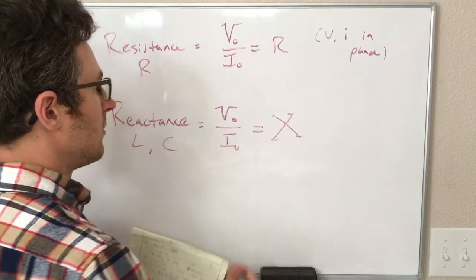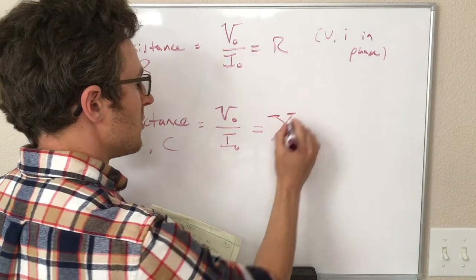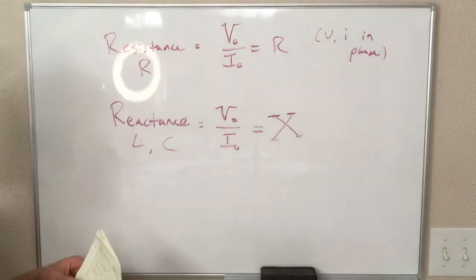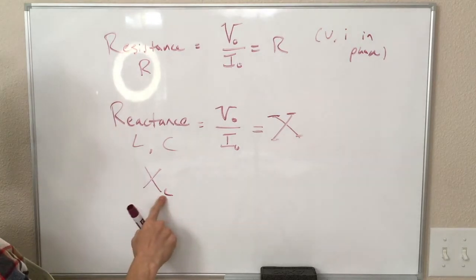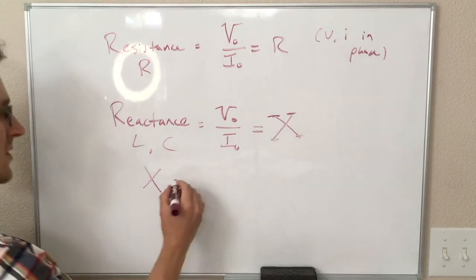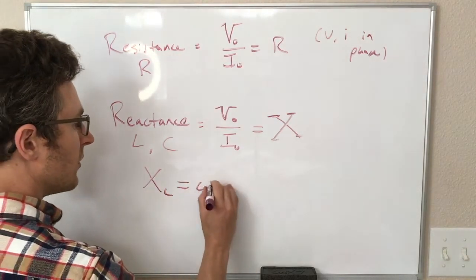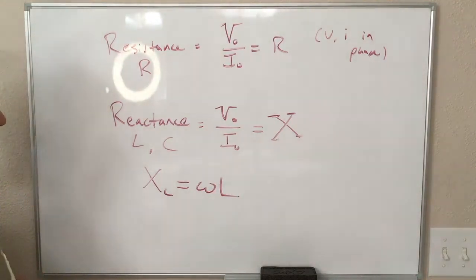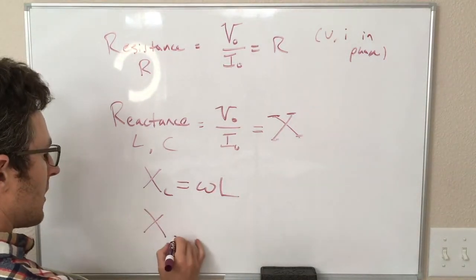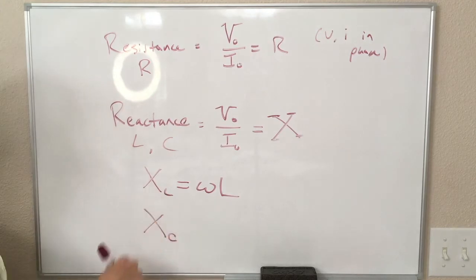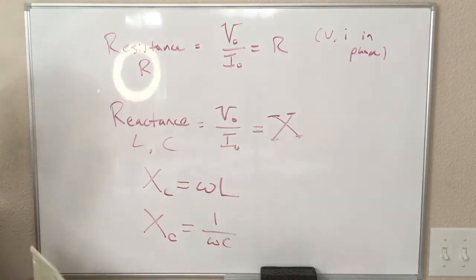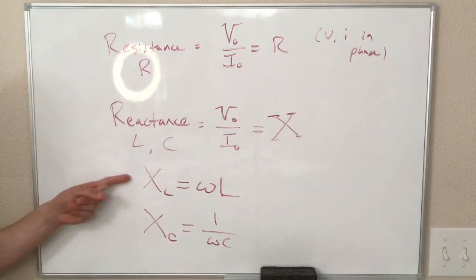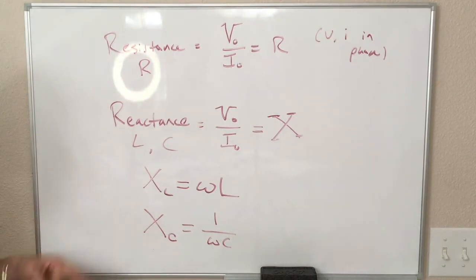So this X value can be used for inductors or capacitors, and it's written with a subscript usually. So the inductor reactance, as we just saw, is equal to omega L, and the capacitor reactance, my L's and my C's sometimes look the same, so hopefully that works, is 1 over omega C. So these are our reactances for those two things.